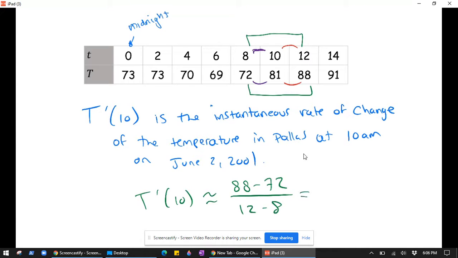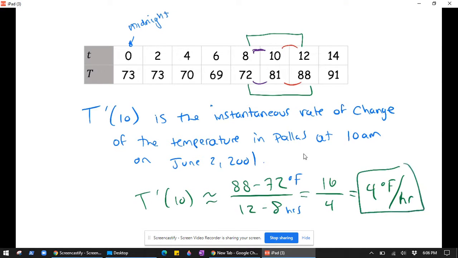So T prime of 10, we're going to say is about equal to 88 minus 72 divided by 12 minus 8. Okay, so 88 minus 72 is 16 divided by 4. Again, the units, just to help us express our answer, this is degrees Fahrenheit divided by hours. So we end up with 16 divided by 4, so it's 4 degrees Fahrenheit per hour. Okay, that's an estimated instantaneous rate of change of the temperature, instantaneous increase of the temperature at 10 a.m. in Dallas on this date.